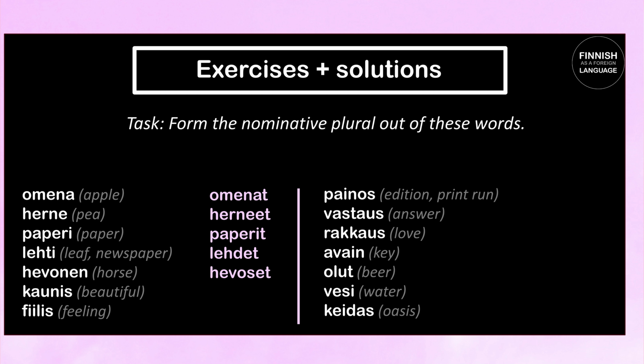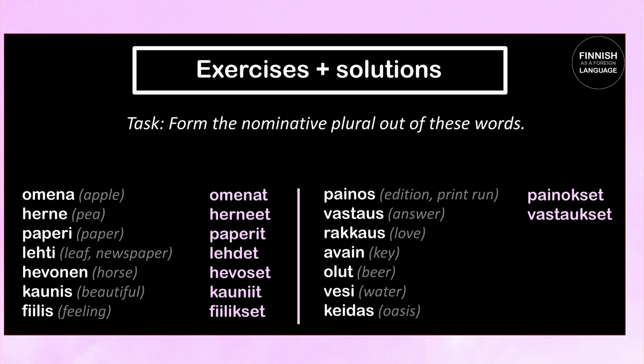Next one, hevonen, meaning horse. Its nominative plural is... Very nice, it's hevoset. Next one is an adjective, kaunis. When we want to form it into the nominative plural, it becomes... Very good, it's kauniit with a double I. Next one, fiilis. Fiilis meaning feeling. When we want to form it, it's... Very good, it's fiilikset. Next one, painos, meaning edition or print run. The nominative plural is... That's right, it's painokset.